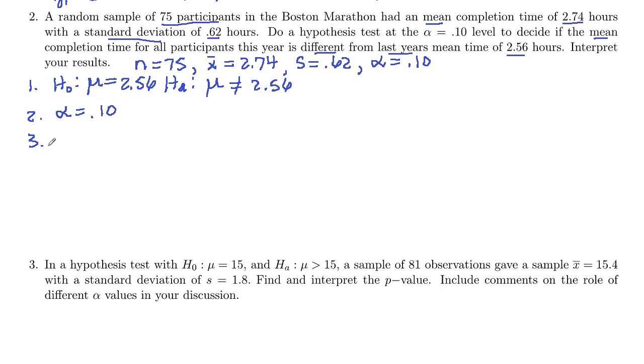Step 3, we are going to sketch our rejection region here. So this is a two-tailed test. So we've got our t-distribution. Going to use a t-distribution here because our population standard deviation is unknown. We're given s, not sigma. And in the middle here we have t equals 0, and we're doing the test at a 0.10 level. So that means here that our alpha over 2 is going to be half of 0.10, so 0.05.